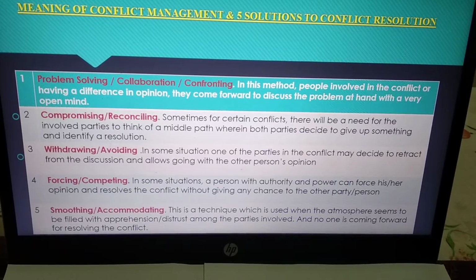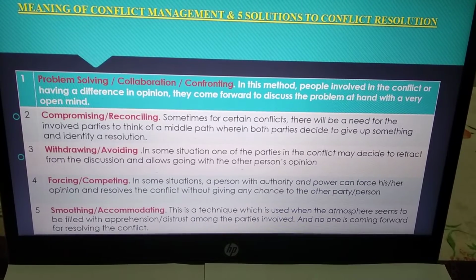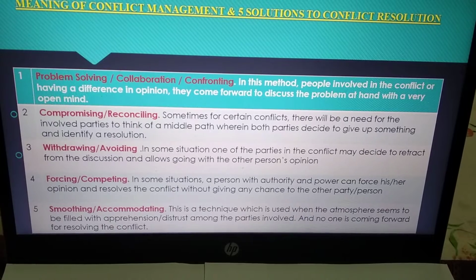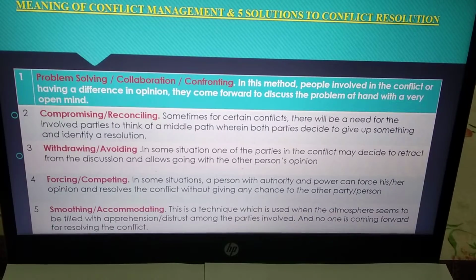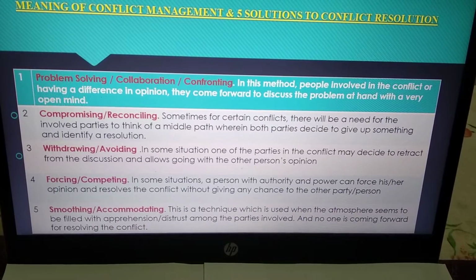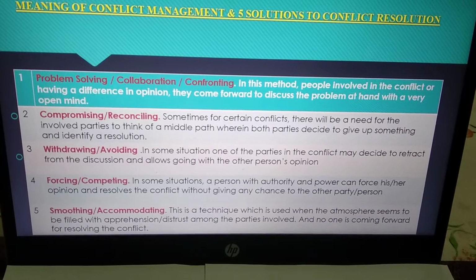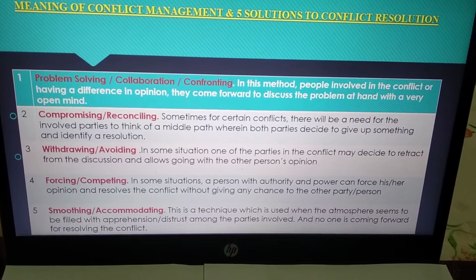Number third solution method is withdrawing or avoiding. In this method, in some situations, one of the parties in the conflict may decide to retract from the discussions and allow going with the other person's opinion.